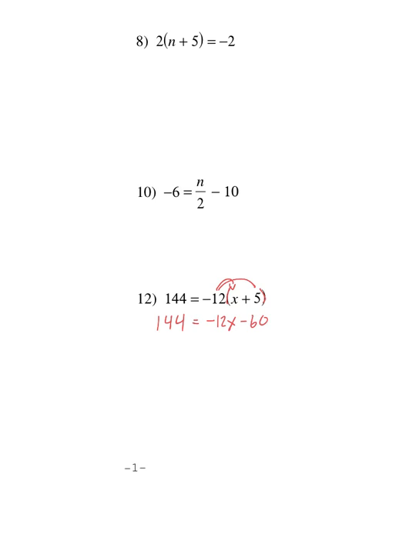Now I need to get the x by itself. So the first thing I want to do is get rid of the minus 60. The opposite of that is adding 60. So then this would cancel. That's my 0 pair. This would be 204. And that'd equal to negative 12x.